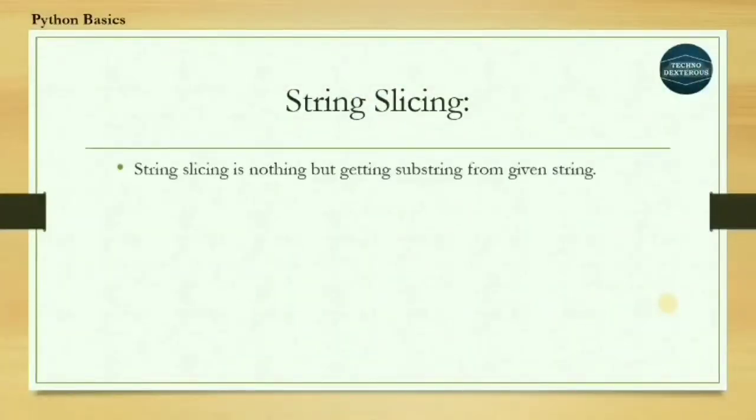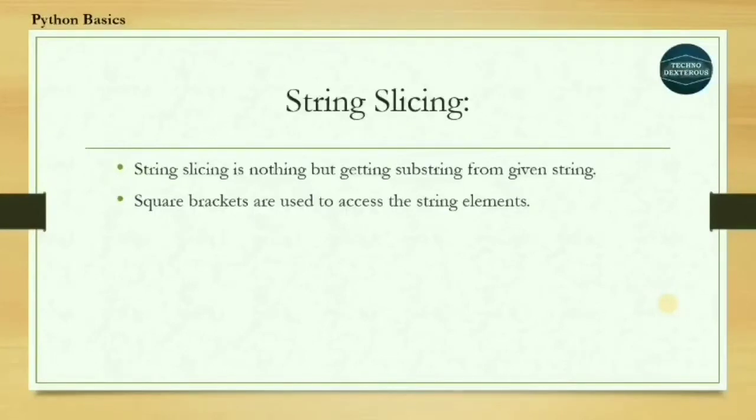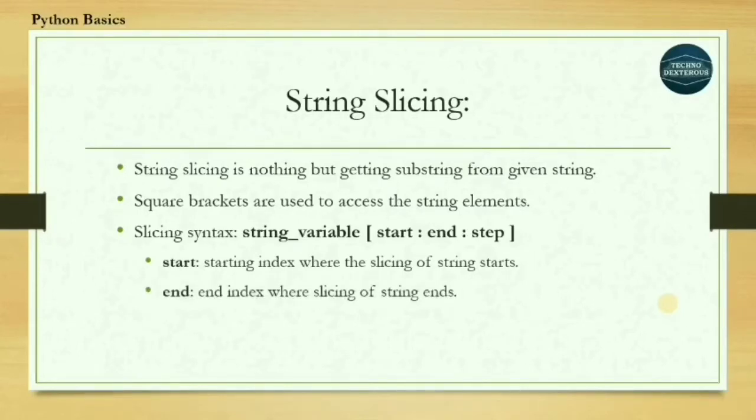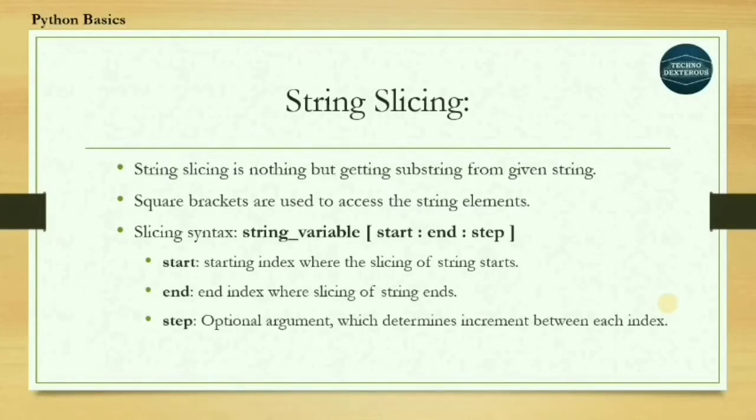String slicing. String slicing is nothing but getting substring from given string. Square brackets are used to access the string elements. Below is the slicing syntax of a string. We can use square bracket with three options on a variable. The options are start, end and step. Start option, it is starting index where the slicing of string starts. End option, end index where the slicing of string ends. Step option, it is optional argument which determines increment between each index.